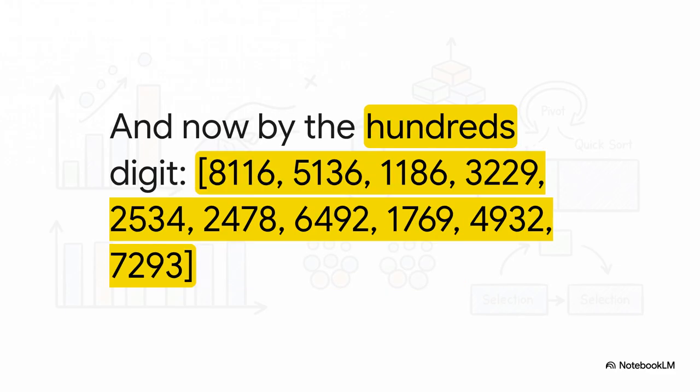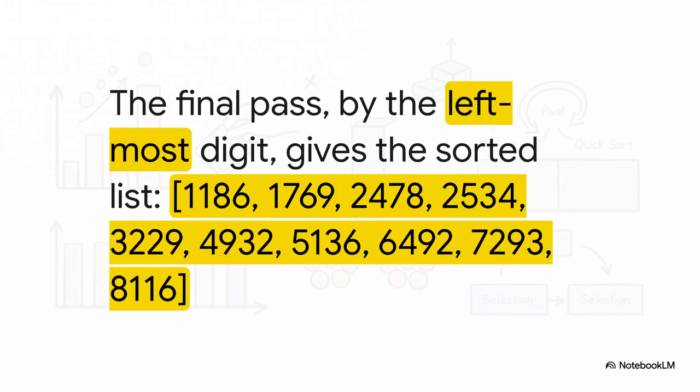All right, pass 3, moving on to the hundreds digit. It's the same deal, a stable sort on the third column from the right. You can literally see the order starting to bubble up to the surface. The list is getting more and more organized. It's getting closer, just one pass left. And here it is, the final pass. We sort by the thousands digit, the most important one. And boom, there it is, a perfectly, beautifully sorted list.